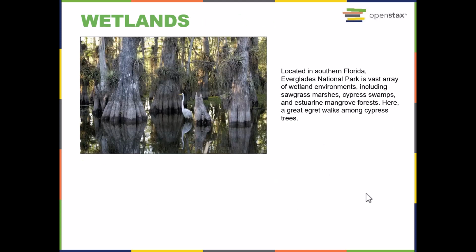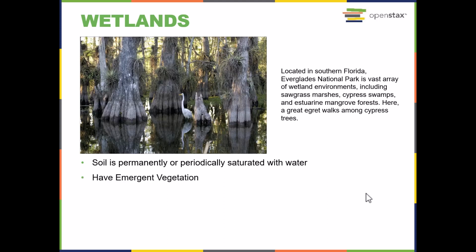Next we have wetlands. Wetlands are areas where the soil is either permanently or periodically saturated with water. So it may not have standing water all the time, but at some point of the year it does get saturated with water. And the legal definition of a wetland keeps changing because of how long that period of saturation has to be. You have emergent vegetation, unlike many lakes and ponds where you do have plants but they're down below the surface. In wetlands they are emergent, they are coming up out of the water.